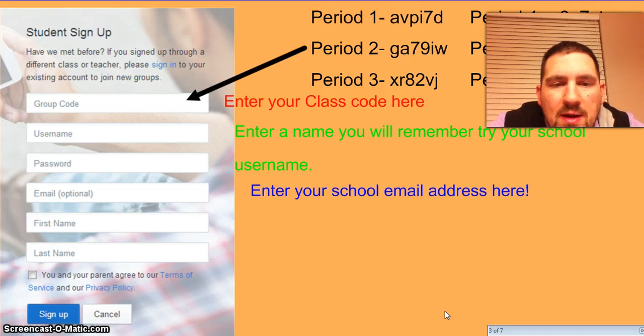Username. Enter a name that you'll remember. Try your school username. You just got a brand new laptop with a login. Use the same one. Make it easy. Password, enter something that you are going to remember. Email, it is not optional. We are going to enter the school email address that you were given.